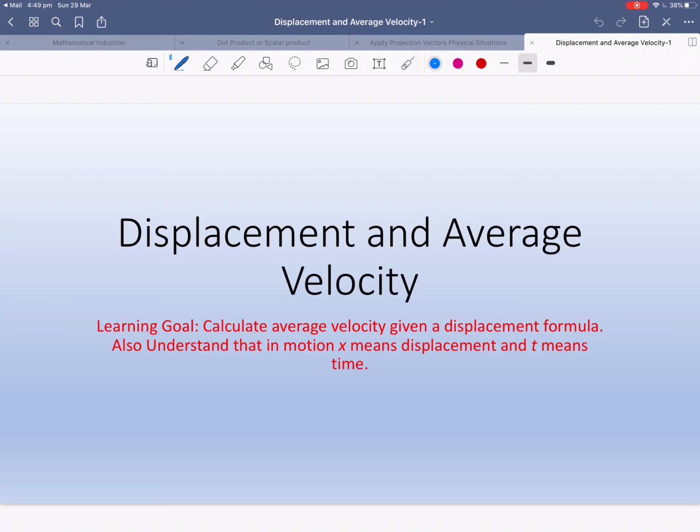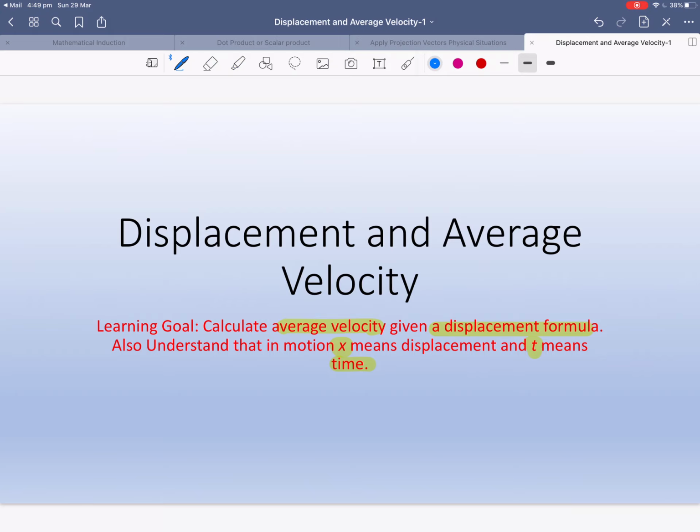This lesson is on displacement and average velocity. It's something that we're going to talk a lot more about, but it's on motion. We're going to have to calculate the average velocity given a displacement function, and also understand that in motion x means displacement and t means time. Really important concepts that we're going to get to know very soon and be really good at.